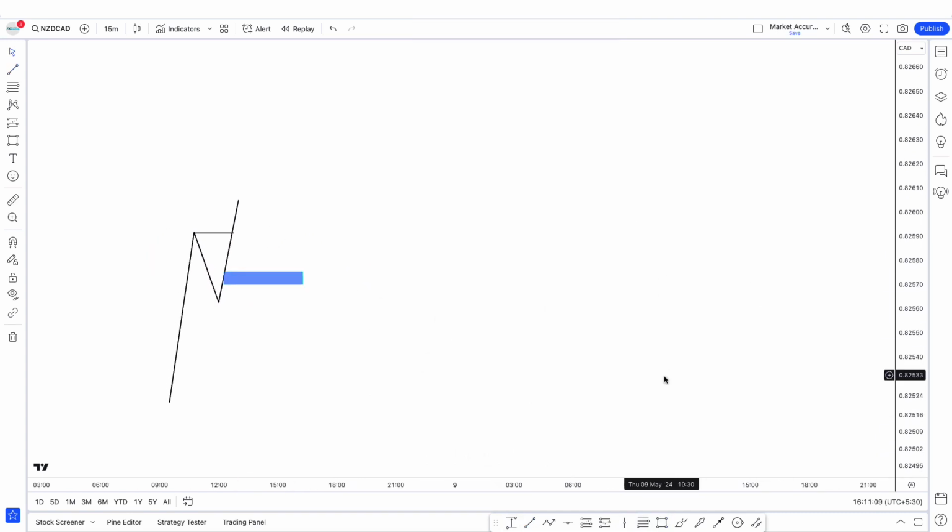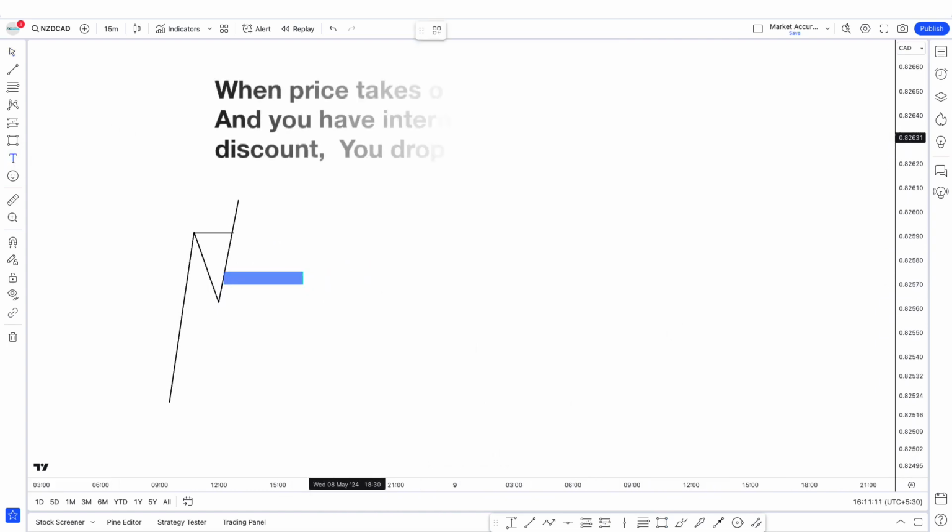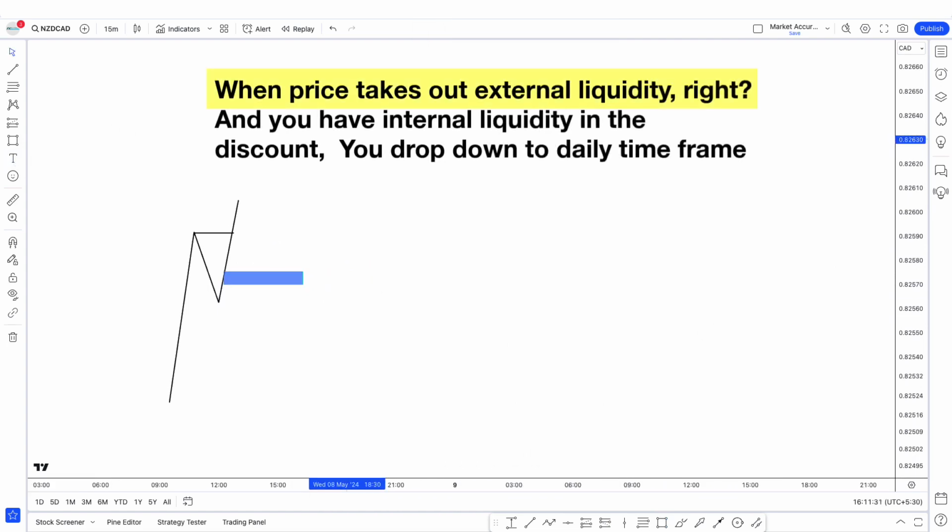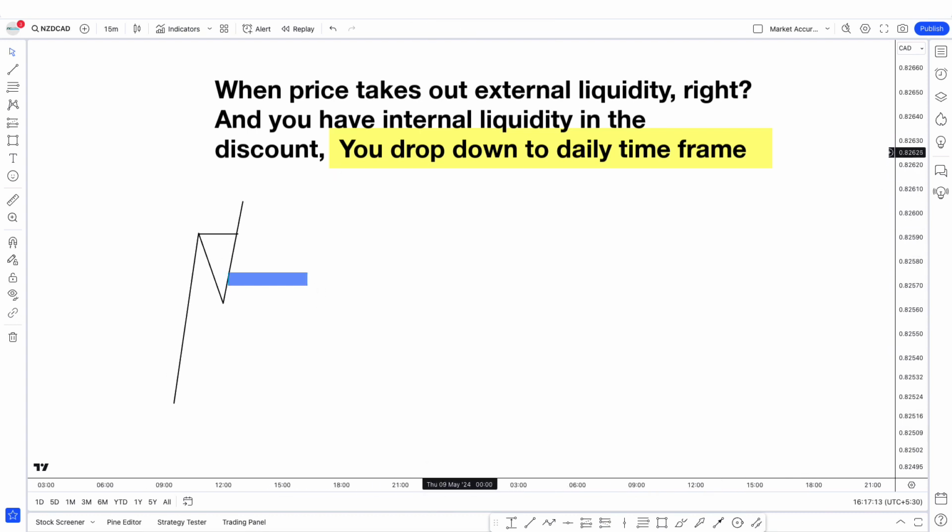Now, watch this very carefully. When you're looking at the monthly, when price takes out external liquidity, right? And you have internal liquidity in the discount, for this example, of course. When you're looking at monthly, okay? You drop down to daily time frame. So when you have external liquidity taken out on a monthly time frame, what you want to do now is drop down to the daily time frame.